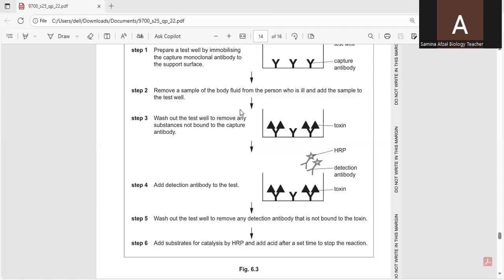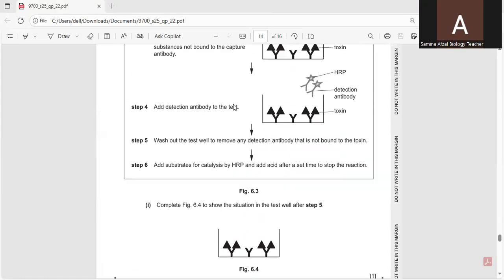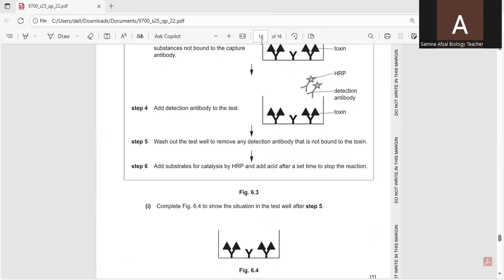Now, after these details, the question is: complete figure 6.4 to show the situation in the test well after step 5. So what will happen? The detection antibodies will bind with the toxin. So they will be in this way.